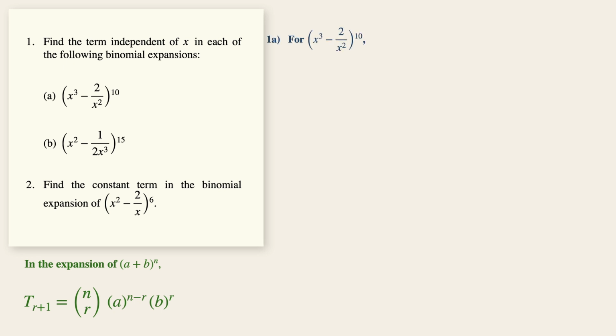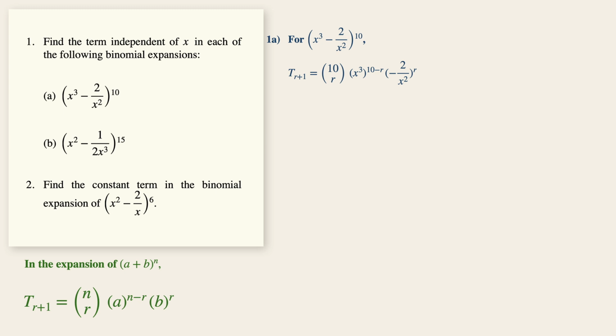For this expansion, let's try to find the general term. Now since the power is 10, we have 10Cr, (x^3)^(10 - r), (-2/x^2)^r. Now always bring along this negative sign which is in front of the terms. Now at this point, let's bring our attention to all the terms of x.